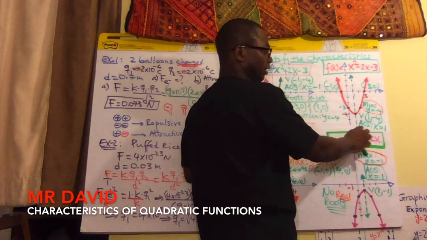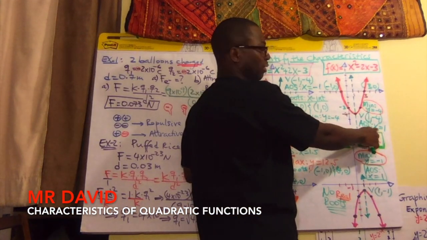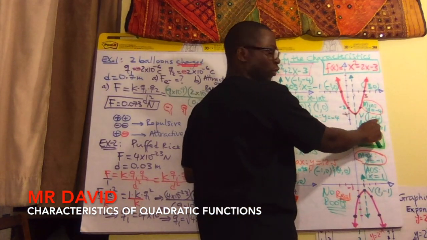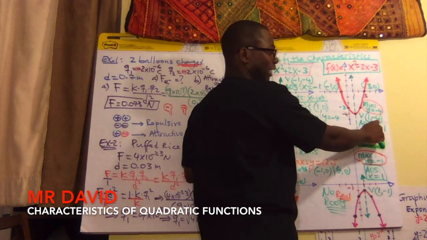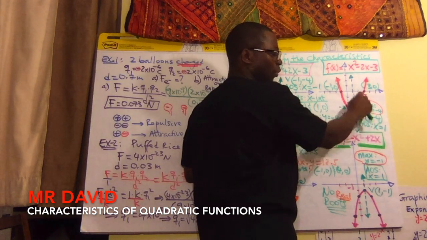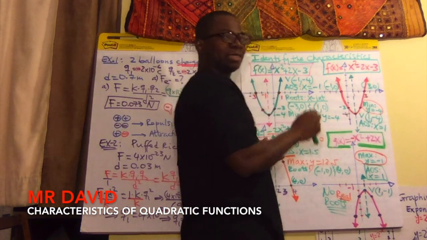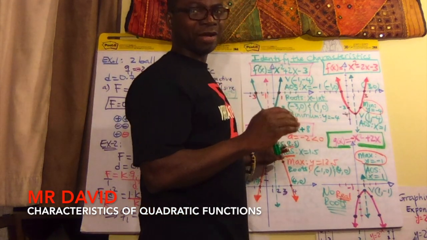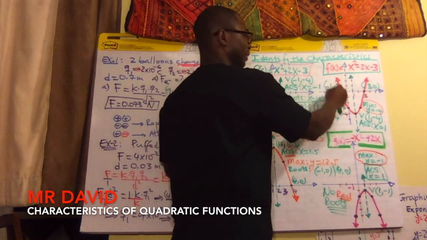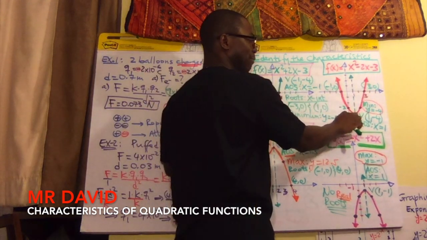Our axis of symmetry, x equal to 1. The y value of the vertex, y equal to -4, that's the lowest point. That's the minimum. So the minimum is y equal to -4. The y value of the vertex in this case, since it's a happy face, is a minimum.